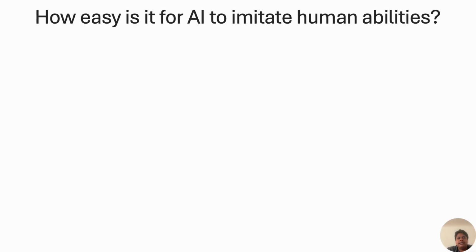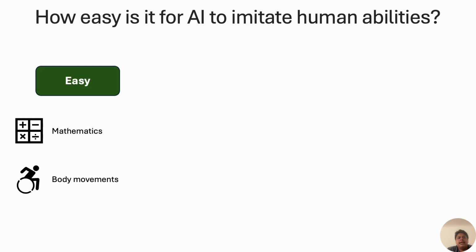Now, the key question is: how easy is it for AI to imitate human abilities? Sometimes it is very easy, like for mathematics. A computer's mathematical ability could one day surpass that of humans entirely. In terms of calculation speed, it already does. Another example is body movements. Robots use actuators and feedback loops to simulate human movement or even mimic the motion of other animals.